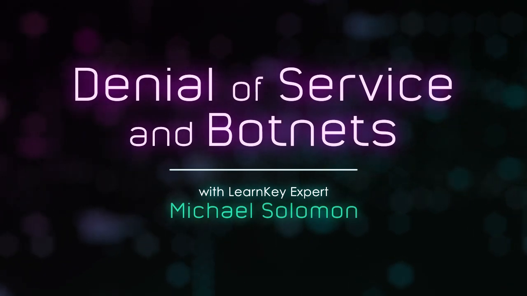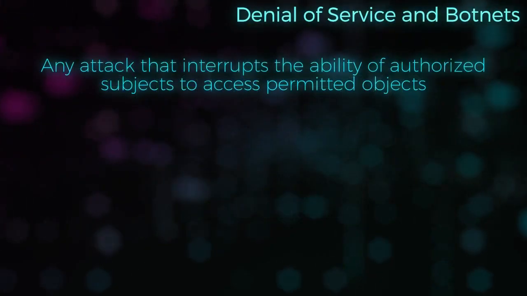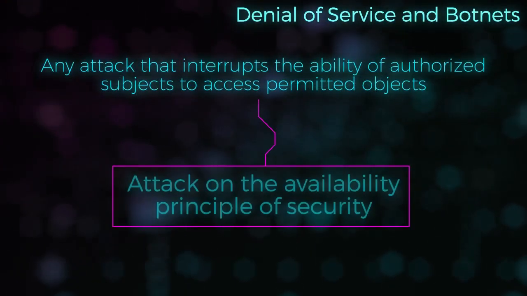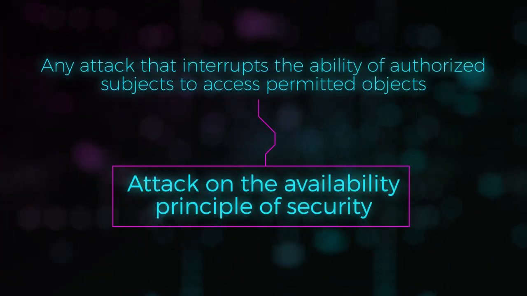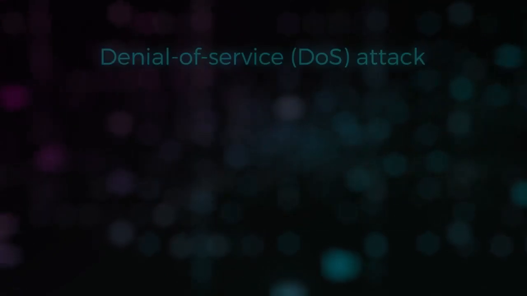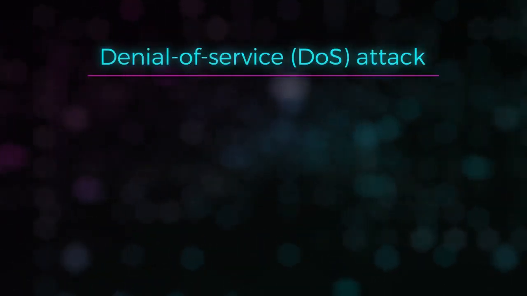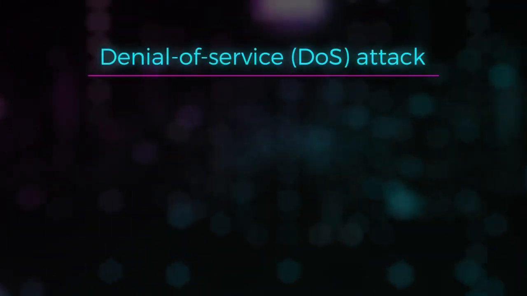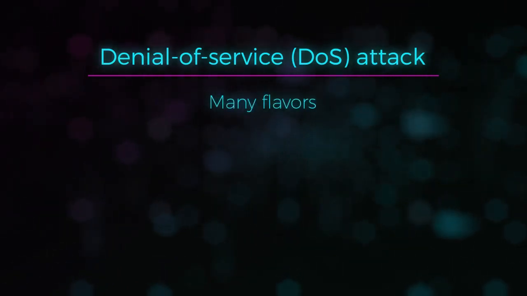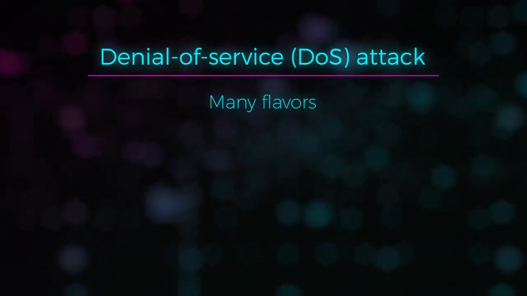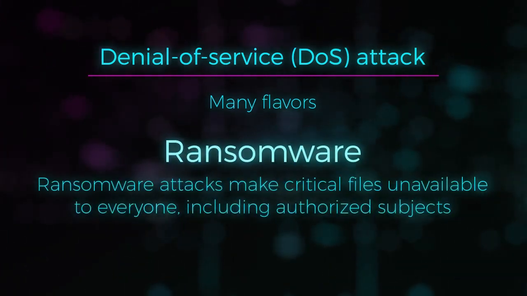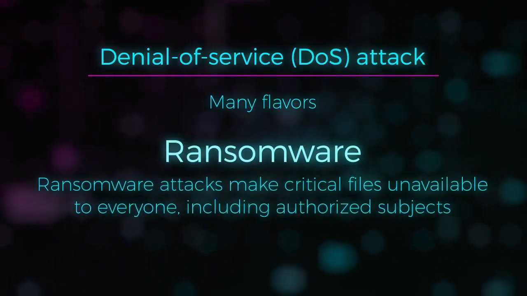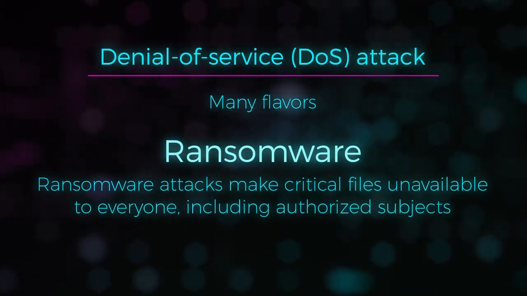Any attack that interrupts the ability of authorized subjects from accessing permitted objects is an attack on the availability principle of security. One of the most common attacks on availability is called a denial of service or DOS attack. DOS attacks come in many flavors. One of the more recent types of DOS attacks is ransomware. Ransomware attacks make critical files unavailable to everyone, including authorized subjects.